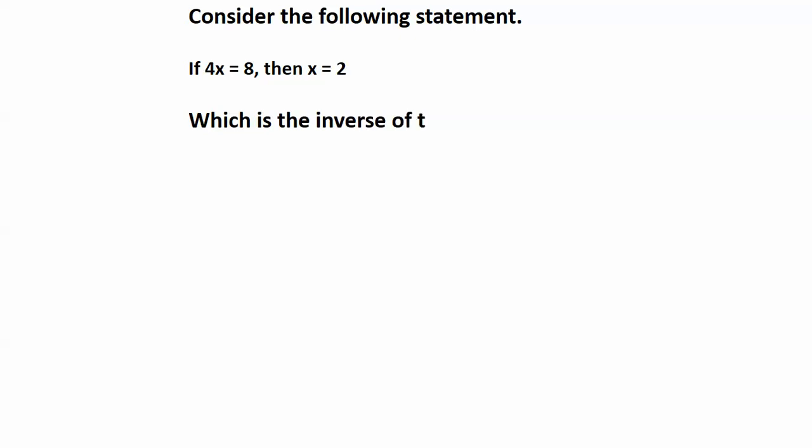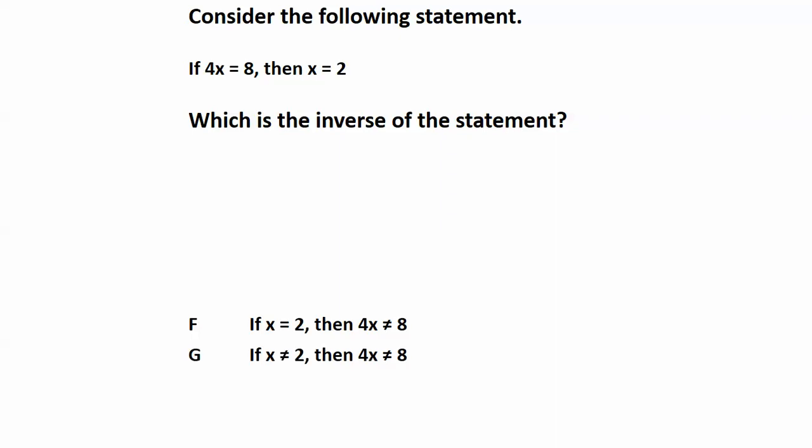Consider the following statement. If 4 times x equals 8, then x equals 2. Which is the inverse of the statement? If x equals 2, then 4x is not congruent to 8. If x is not equal to 2, then 4x is not equal to 8. H, if x equals 2, then 4x equals 8. Or J, if 4x is not equal to 8, then x is not equal to 2.